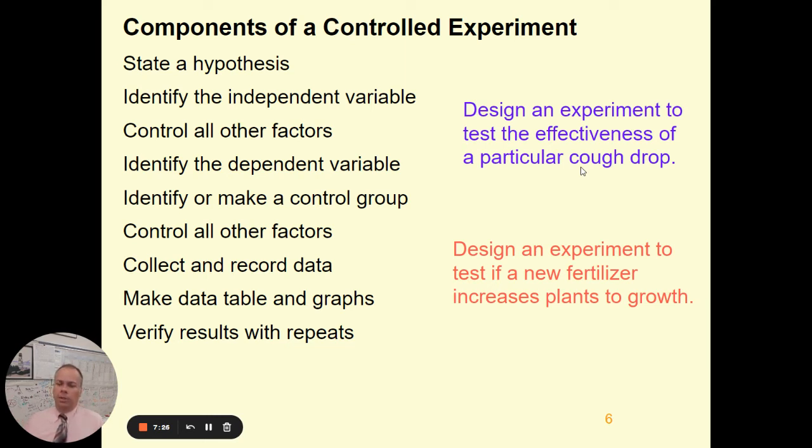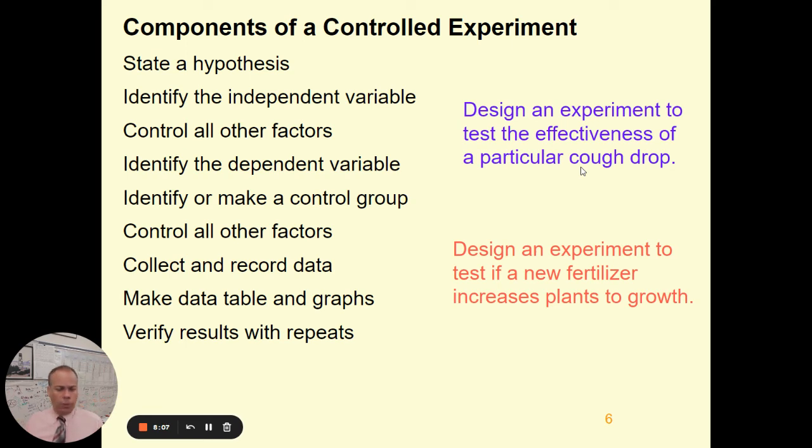If I want to design an experiment to test if a new fertilizer increases the growth in plants, I might have 10 plants in each group. One group is getting this new fertilizer, the other group is not getting the new fertilizer, just getting water. My hypothesis might be this new fertilizer will help the plants to grow taller. In that experiment, the independent variable, the thing that's different, is the fertilizer or not fertilizer. All other factors would be the same. They're getting the same amount of water, the same amount of light, they're the same type of seeds. The dependent variable, the data I'm collecting, would be the height of the plants.